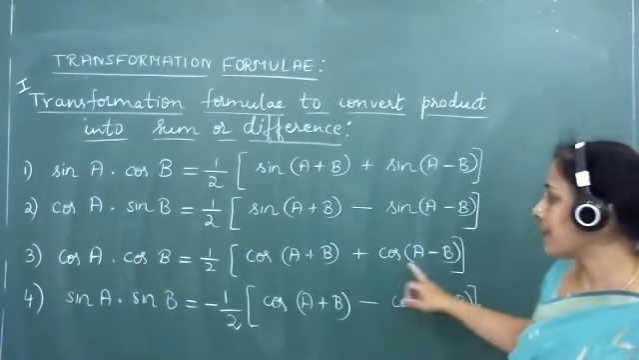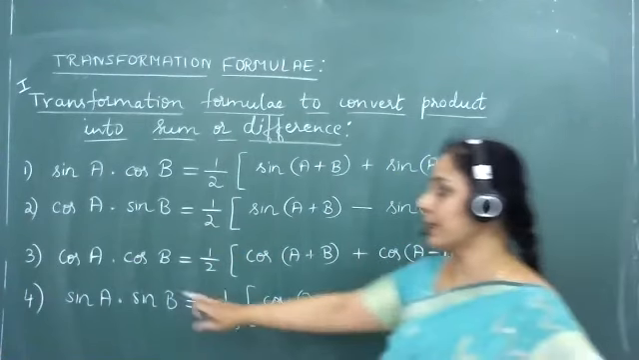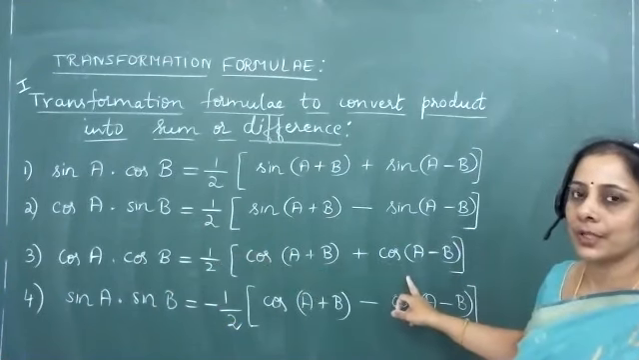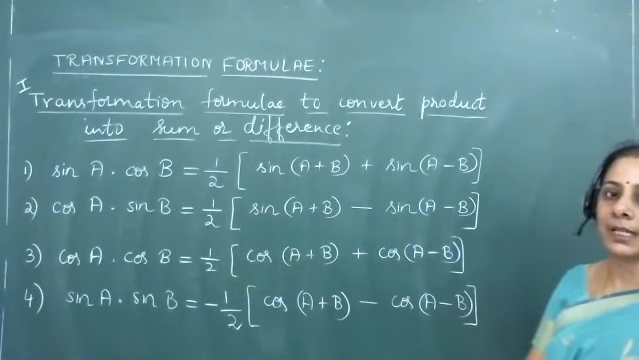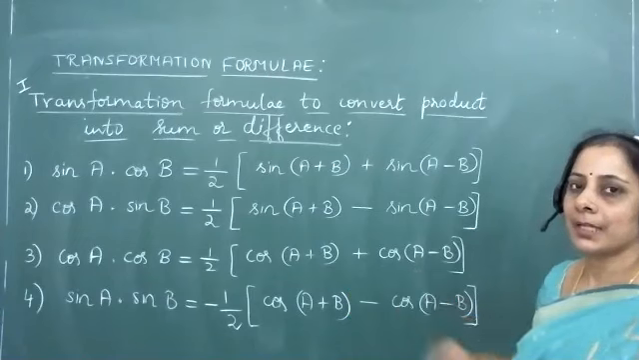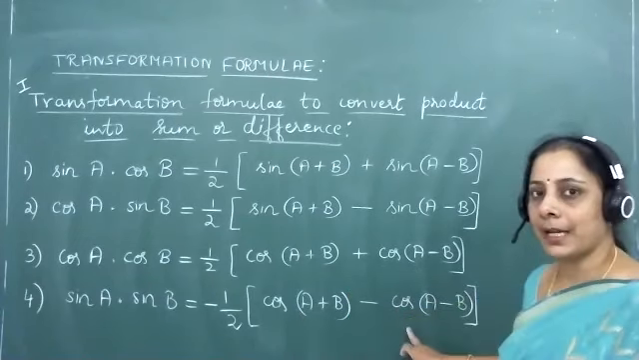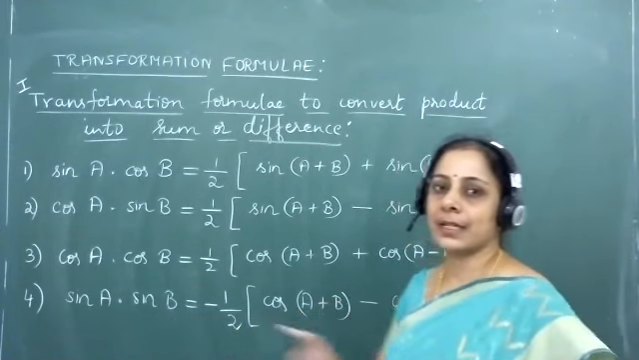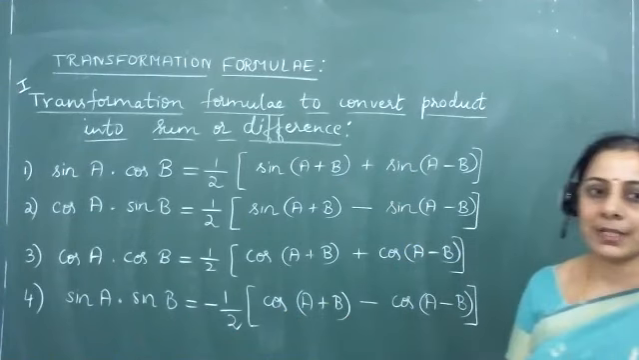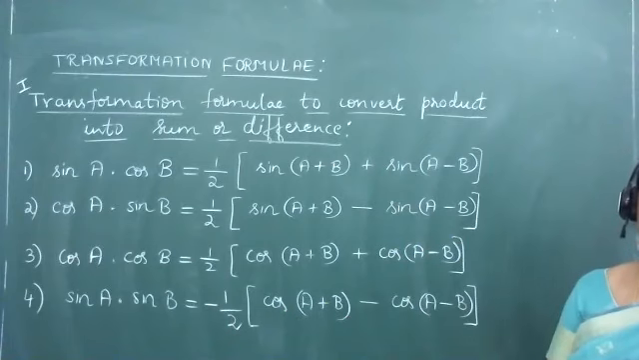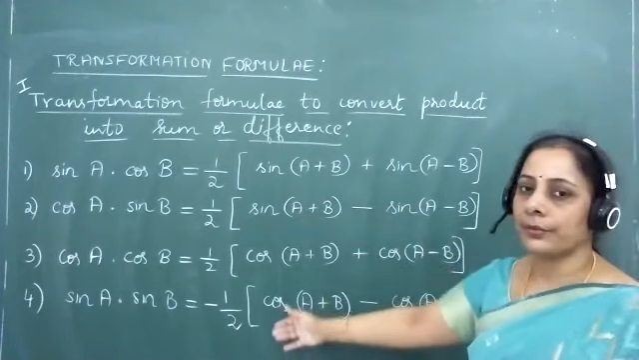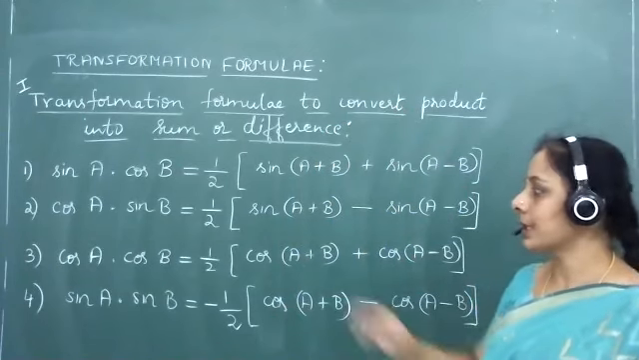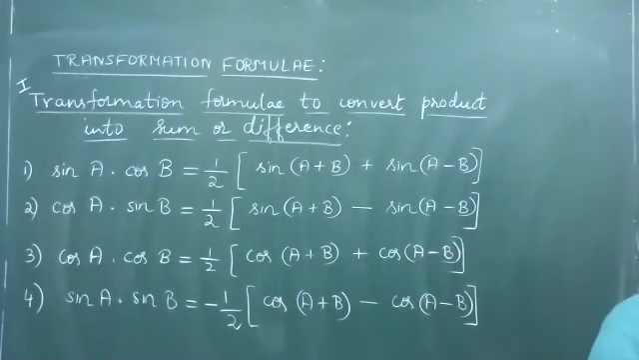When we add the cos A plus B and cos A minus B formulae and rearrange the terms, we have the third transformation formula for converting the product of two cos functions into a sum: cos A into cos B is equal to half of cos A plus B plus cos A minus B. Similarly, when we subtract the same two formulae and rearrange the terms, we get the last one: sin A into sin B is equal to minus half of cos A plus B minus cos of A minus B. This set of four transformation formulae we will use whenever we need to convert a product of two trigonometric functions into a sum or difference of two other trigonometric functions.